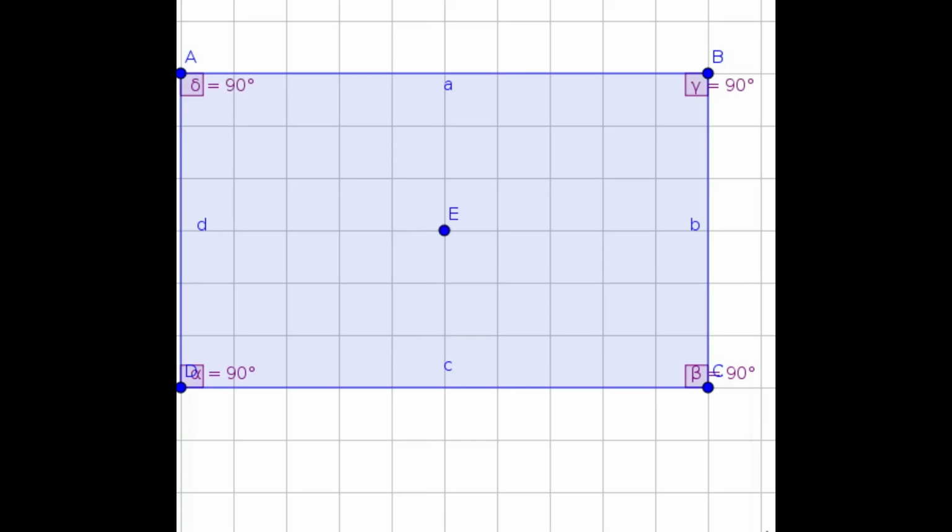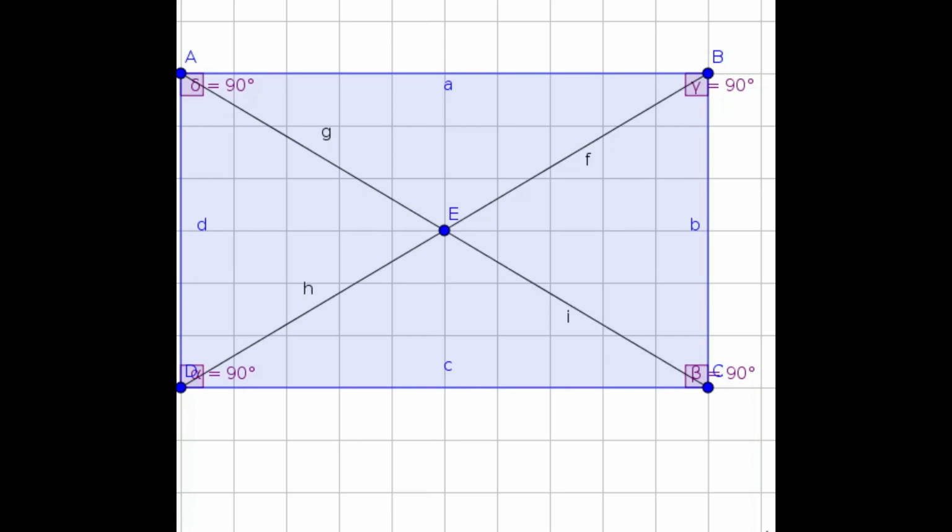Diagonals divide the rectangle into two pairs of similar triangles. The angle between the diagonals is not equal to 90 degrees.